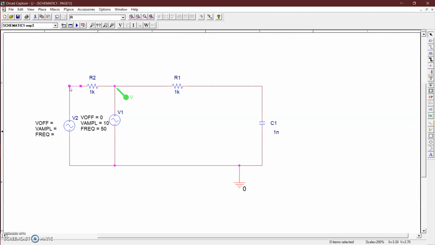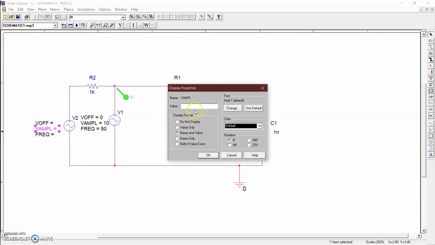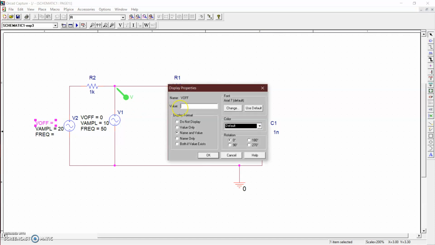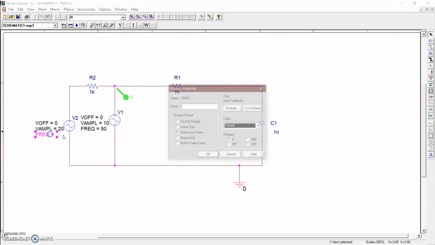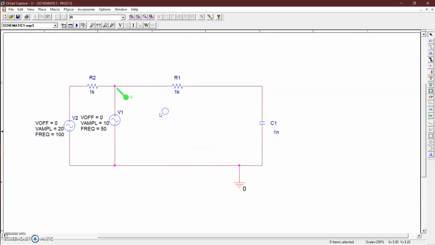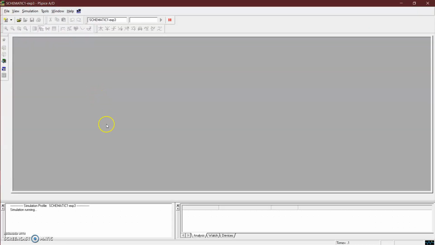Offset is the DC value. I hope you understand those things. The previous one I took had amplitude 10 volt. Now let's make the amplitude 20, keep the offset value at 0, and take a bit higher frequency, say 100 hertz. Now I also want to see the curve. Now let's run it.